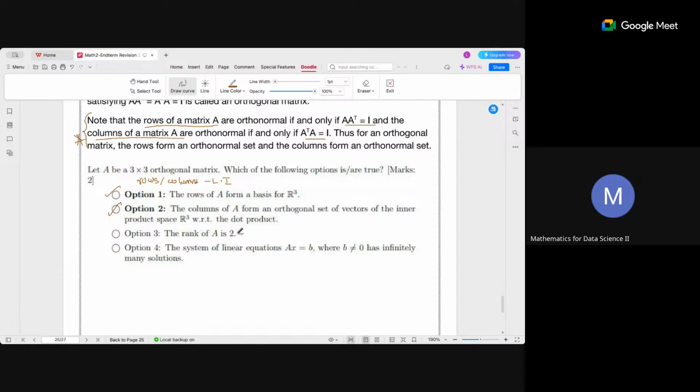The rank of A is 2. False. What will be the rank of A? 3. The system of linear equations AX equal to B, with B non-zero, has infinitely many solutions. No, it should have a unique solution. So this is also incorrect.